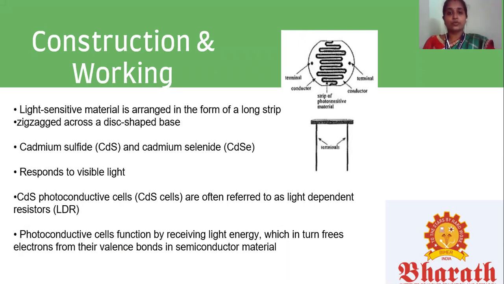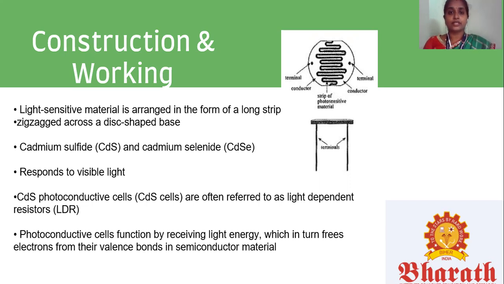Now coming to the construction and working of this photoconductive cell. The light sensitive material is arranged in the form of a long strip zigzagged across the disc shaped base. Please refer to the diagram which is to your right. The connecting terminals are fitted onto the conducting material on each side of the strip. They are not at the ends of the strip. Thus, the light sensitive material is actually the short wide strip between the two conductors. For added protection, a transparent plastic cover is usually included.